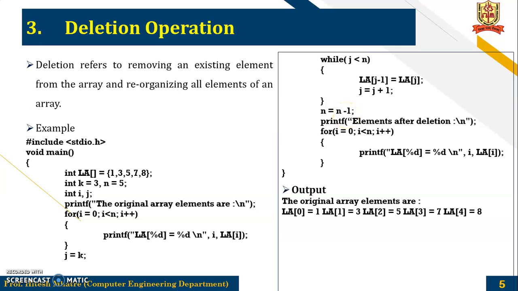So just deletion. This is our original array: at the 0th location we have 1, then 3, 5, 7 and 8. We have deleted at the location k equal to 3. So at 0 we have 1, at 1 we have 3, at 2 we have 7. That is the third element we have deleted, then 7 and 8. We have deleted the 5, so size becomes 4 here. So we have deleted the third element.